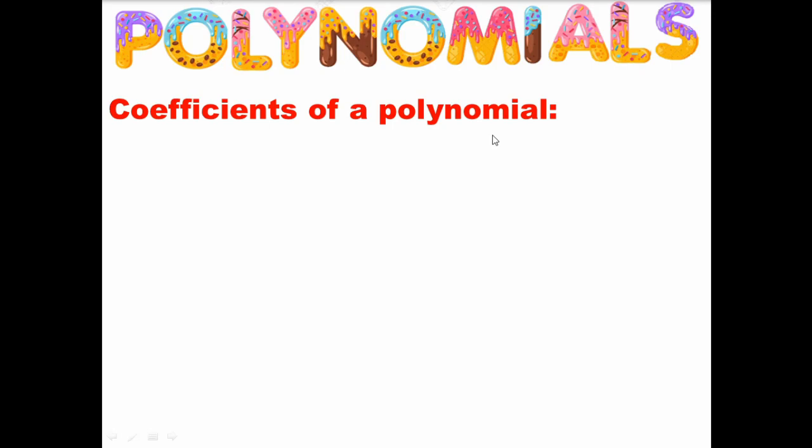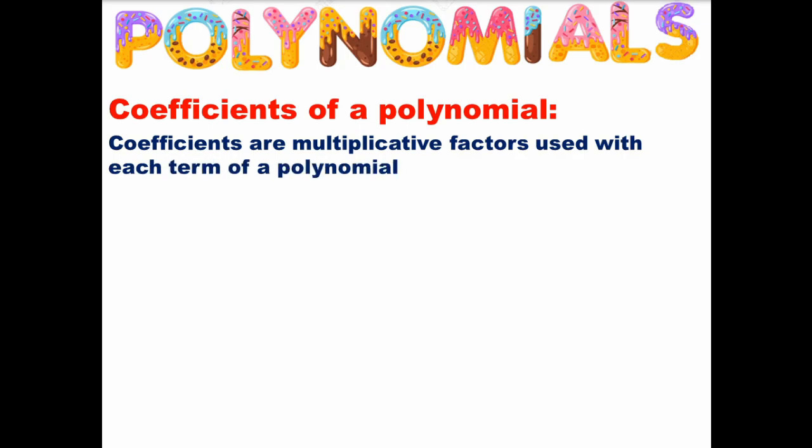Okay, now we'll see the definition of coefficients of a polynomial. Coefficients are the multiplicative factors used with each term of a polynomial. So, for example, consider the polynomial x cube minus x square plus 4x plus 7. Okay, how many terms are there? There are x cube first term, x square second term, x third term, and constant fourth term. So you have here 4 terms.